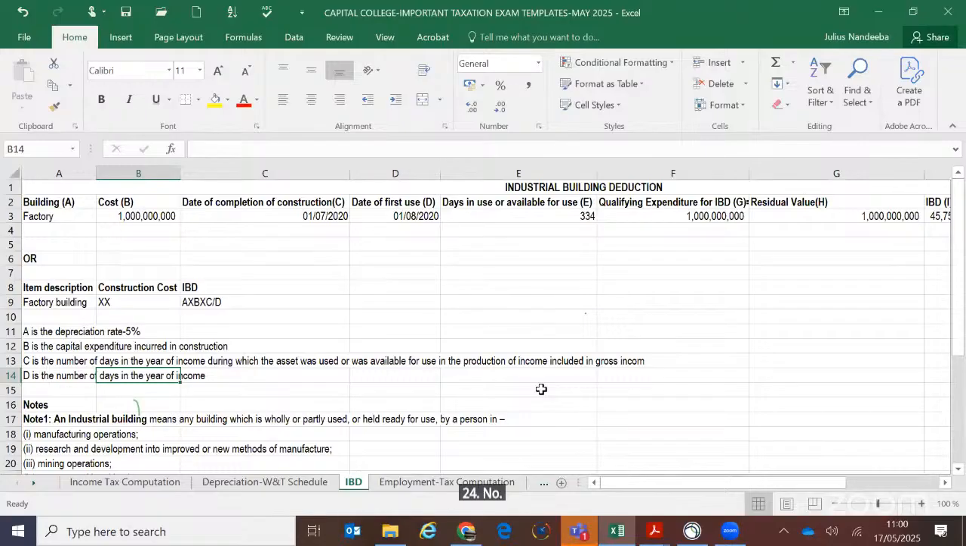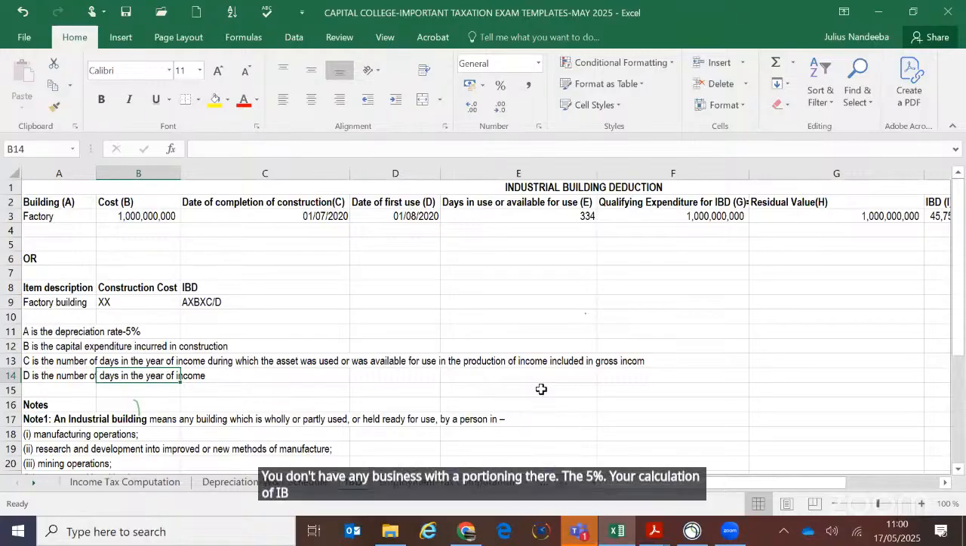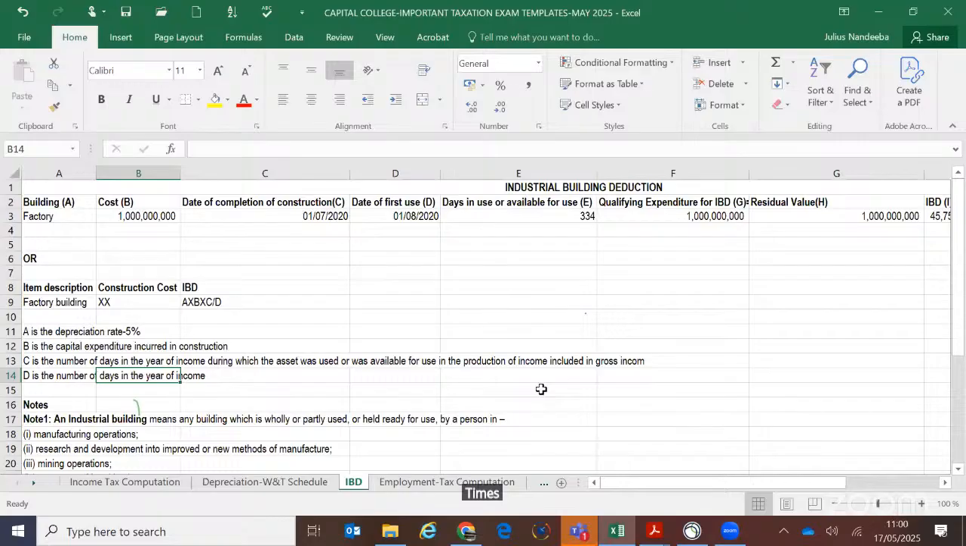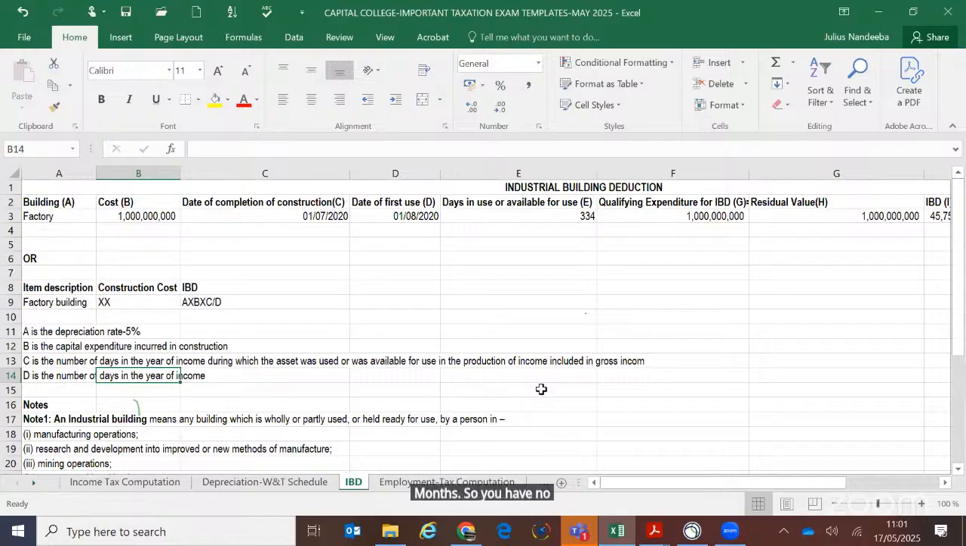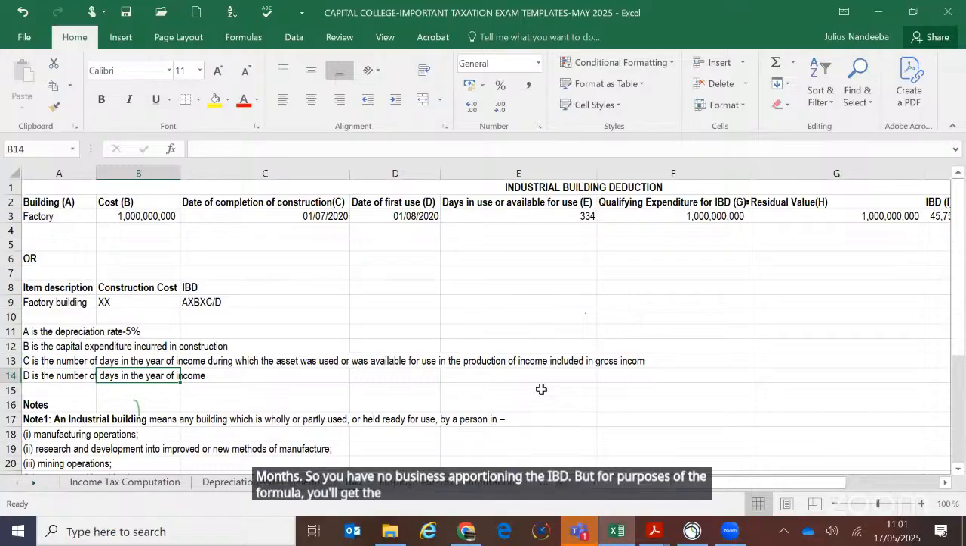Now, when you get a building which was constructed a long time before the year they have given you, you don't have any business apportioning the 5%. Your calculation of IBD is going to be 5% times the qualifying cost times 365 over 365, which is as good as multiplying by 1. Because the old building was there even in this year, it has been used for 12 months. So you have no business apportioning the IBD.